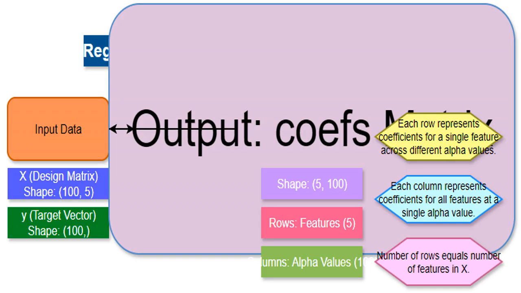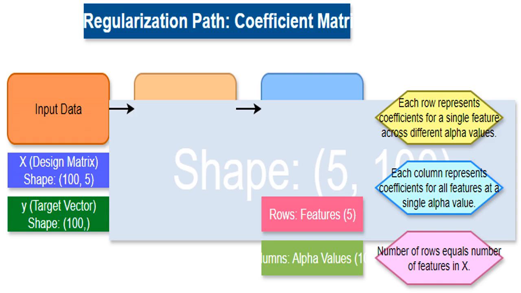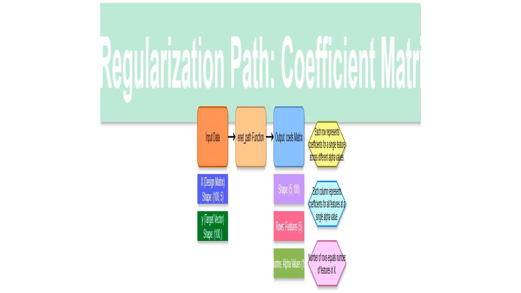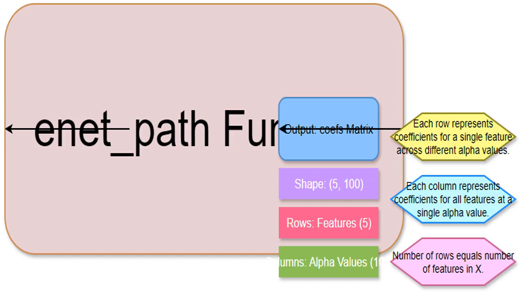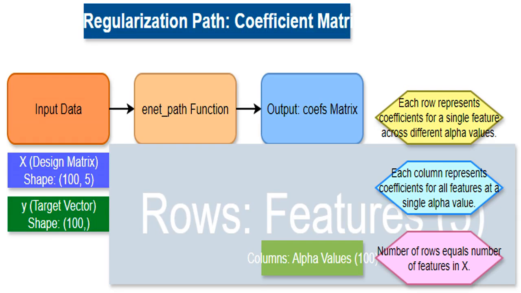The number of rows of the _cofs matrix matches the number of features in my input data, design matrix X. The number of columns in the _cofs matrix represents how many alpha values were used in calculating the regularization path. My input data consists of a design matrix X and a target vector Y. This is standard input for regression models. The output is a matrix with 5 rows, features, and 100 columns, alpha values. This is important because it tells me how to interpret the output. The number of rows in cofs directly corresponds to the number of features in my design matrix X. This is a direct consequence of how enet_path arranges its output.